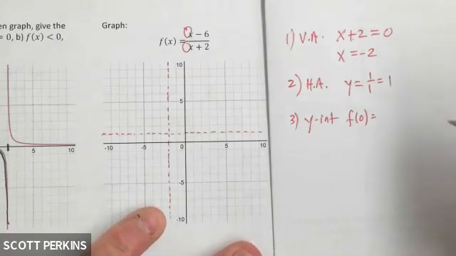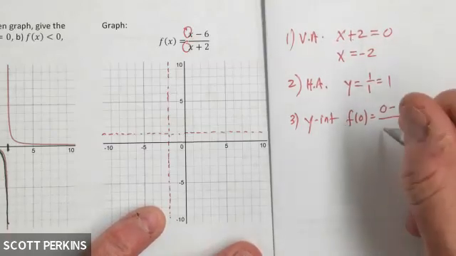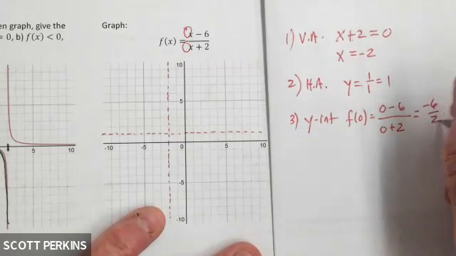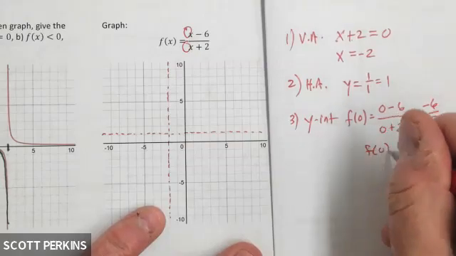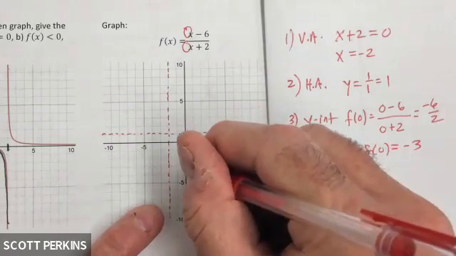Okay, when I put 0 into the function, the numerator becomes 0 minus 6. The denominator becomes 0 plus 2. And so that is -6 in the top, 2 in the bottom. So the function value at the x value 0 is -3. So I'm going to make a dot right here at -3.